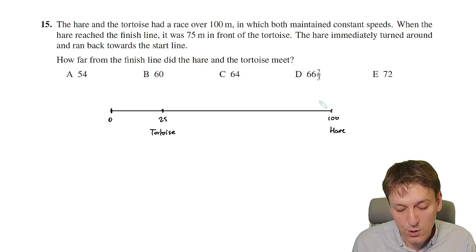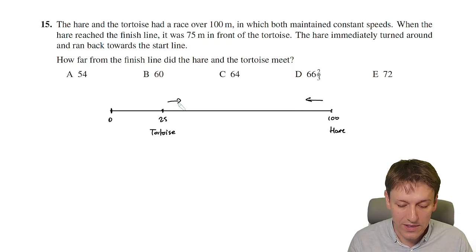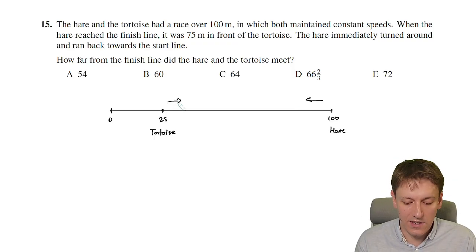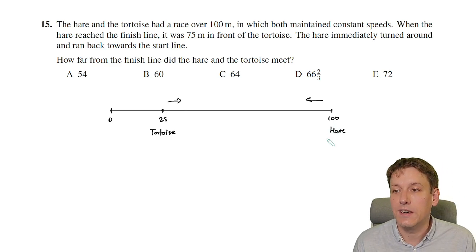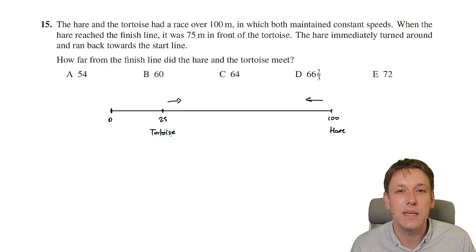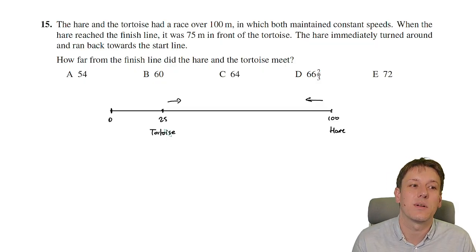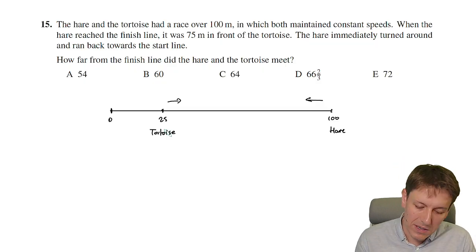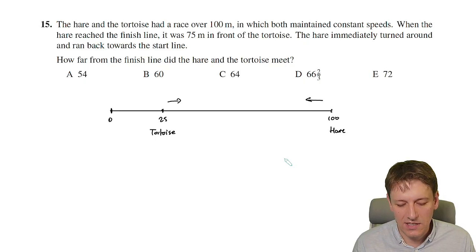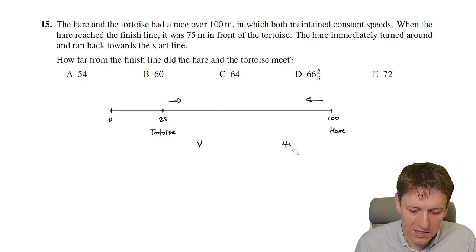The hare now turns around, goes in this direction, the tortoise continues in this direction, and we want to know where they meet. Well, the fact that the hare got to the finish line when the tortoise was only a quarter of the way means that the hare's speed must have been 4 times the tortoise's speed, because he's travelled 4 times the distance in the same amount of time. We're told their constant speed as well here, so it really is their speed, not just their average speed. So those speeds are going to stay the same when they turn around. So if the tortoise is going at a speed v, the hare is going at a speed 4v.